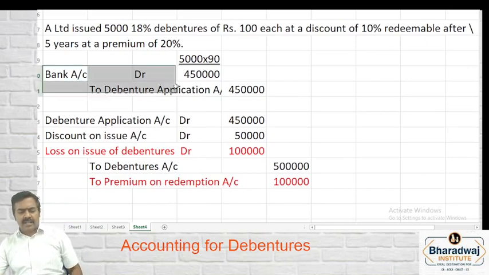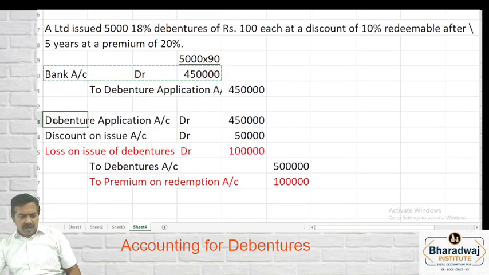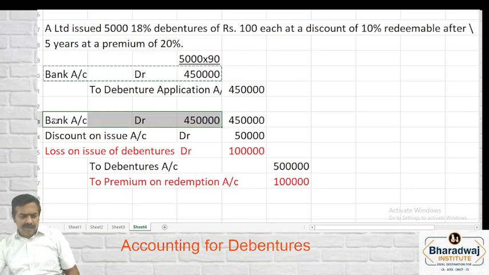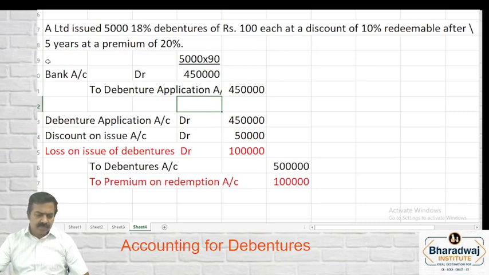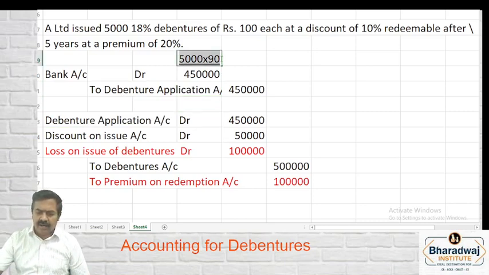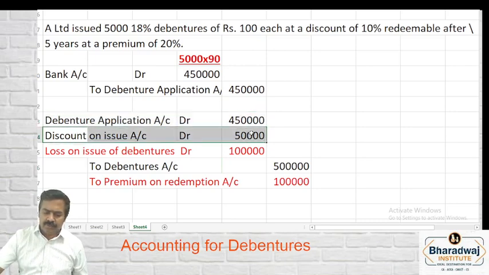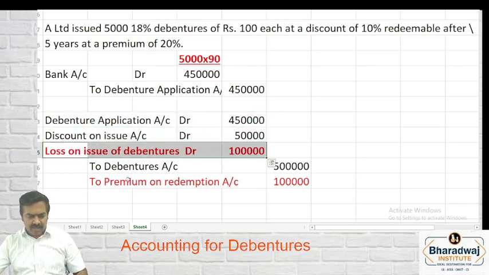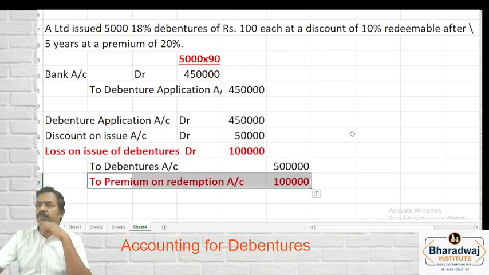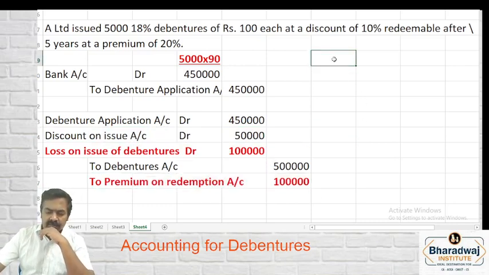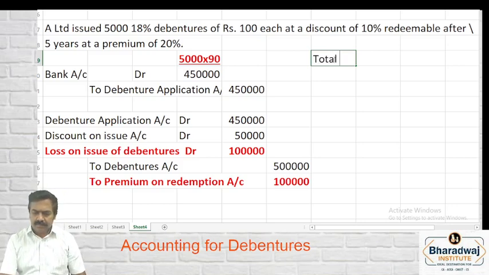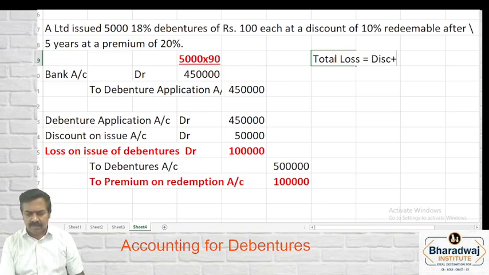Instead of that, you can pass the direct entry also. Bank account debit 4,50,000 to what? Do you understand how we collect 90? 100 rupees face value issued at a discount of 10, 90 rupees we will collect. So 4,50,000, discount on issue 50,000, loss on issue 1 lakh. Always loss on issue is equal to which one? Premium on redemption. So what is the total loss? Simple, discount plus premium on redemption.